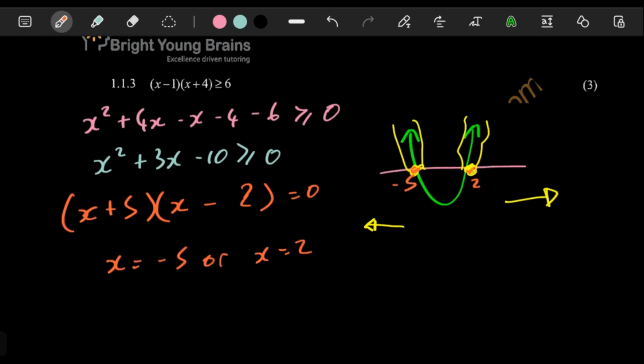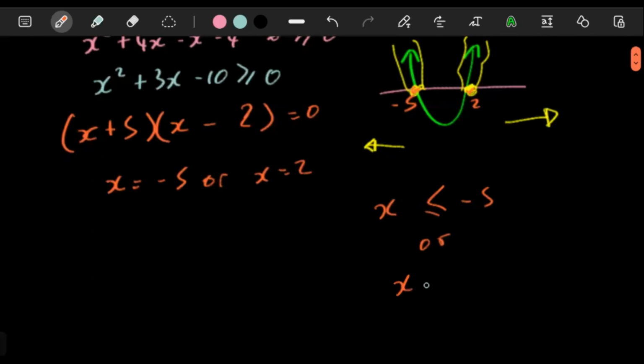So with that being said, you're going to say your x values need to be smaller or equal to negative 5, or those x values need to be bigger or equal to positive 2. So with that being said, you know that you'll be fine. You would have said everything you need to say properly. You can just keep it moving.